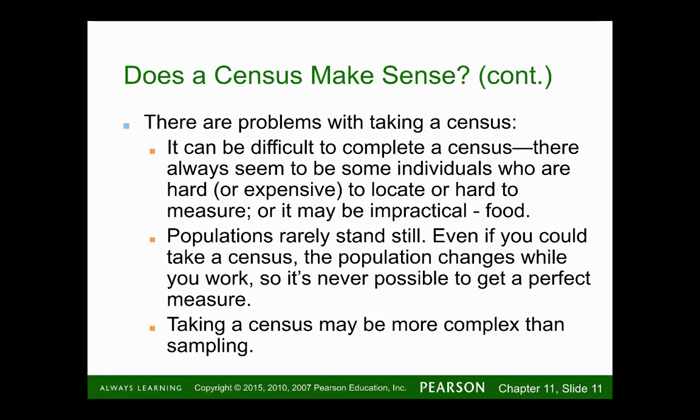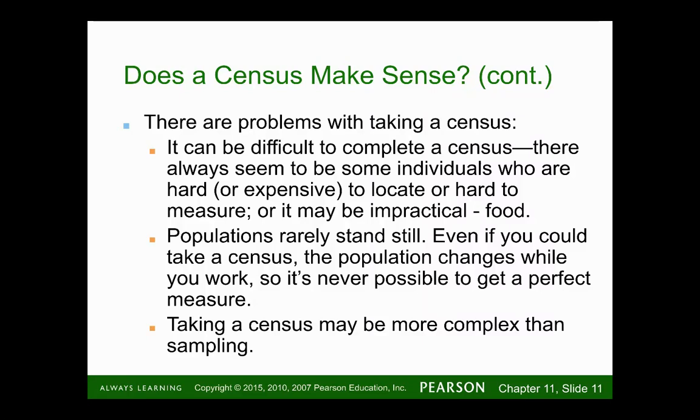There are problems with taking a census, though. It can be difficult to complete a census. There always seem to be some individuals who are hard to locate and hard to measure, or it may be impractical. Food is kind of an example, like how much food does somebody need or use or have. Populations rarely stand still. Even if you could take a census, the population changes while you work, so it's never possible to get a perfect measure, right?